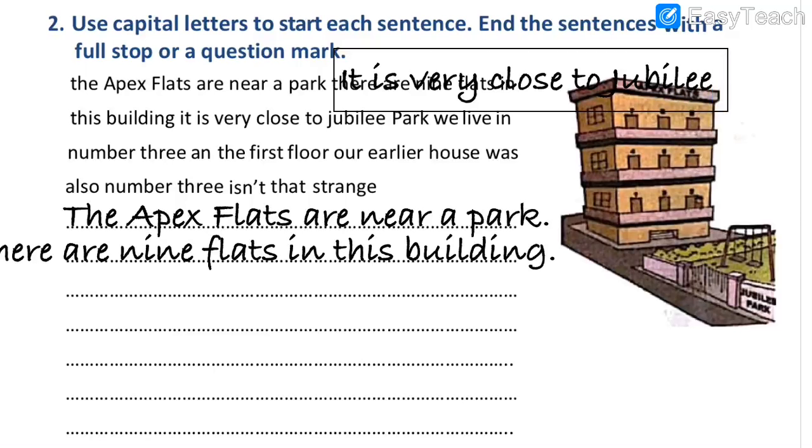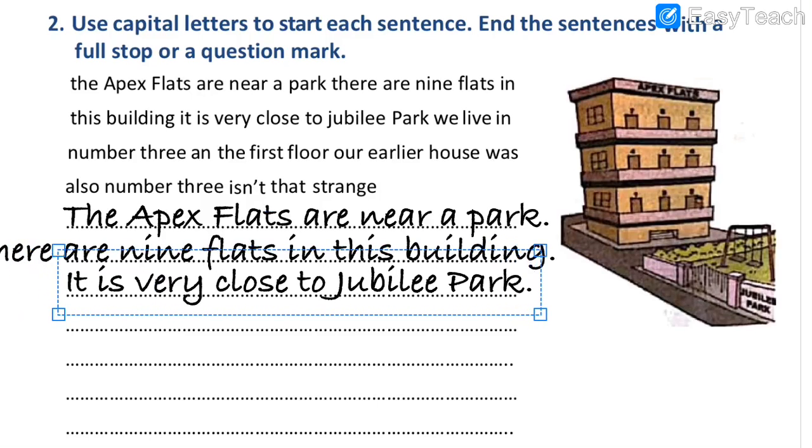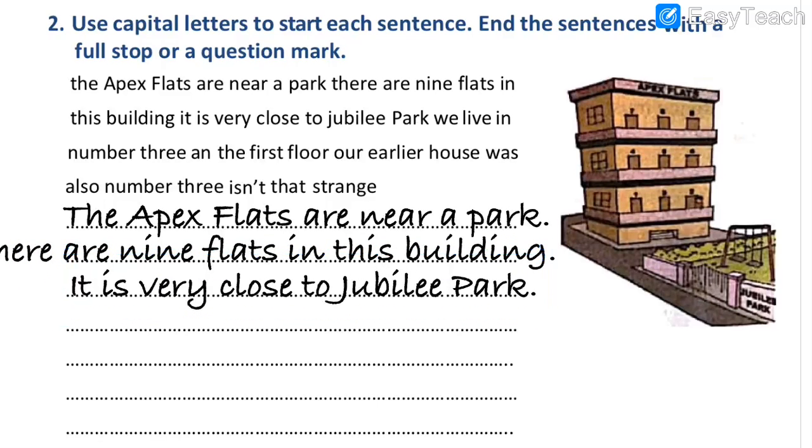Jubilee, it is given in the question. Then Park, that also with a capital P because it is the name of a park, and a full stop. It is very close to Jubilee Park. As you can see over here, J is capital, P is capital because it is the name of a place, and I is capital because it is the first alphabet.